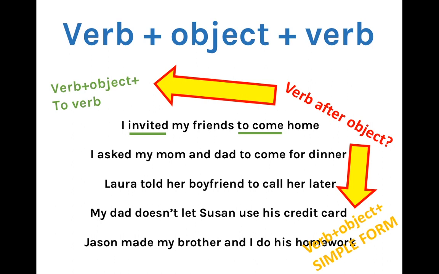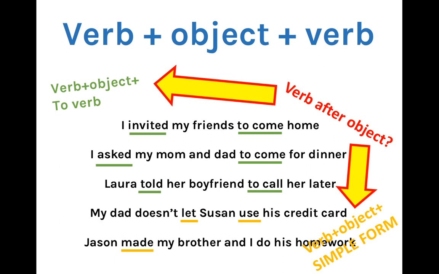I invited my friends to come. Invite, my friends, which is the object, then to come. Ask, then I have the object, my mom and dad, and then I use to come. And then I have Laura told the object, her boyfriend, and then to call. After invite, ask, and tell, we use a verb with to. And now let's see the other two examples. After let, we have the object, Susan, and we have the verb in the simple form.